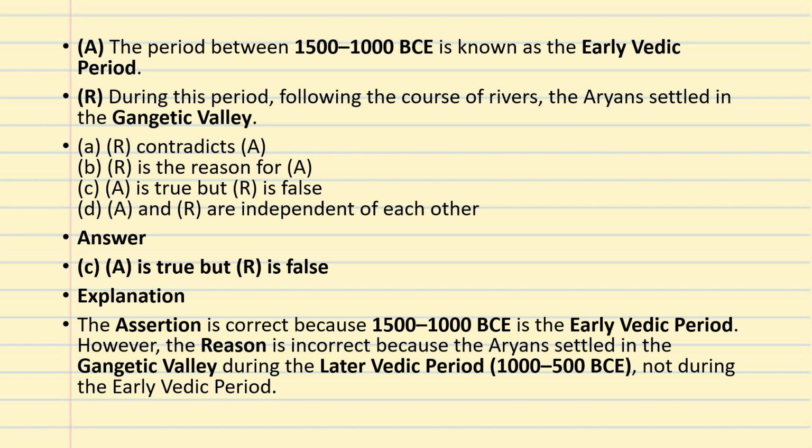We first will start with an assertion and reason type of question. Assertion: The period between 1500 to 1000 BC is known as the early Vedic period. Reason: During this period, following the course of rivers, the Aryans settled in the Gangetic Valley. The answer is A is true and R is false. The assertion is correct because 1500 to 1000 BC is the early Vedic period. However, the reason is incorrect because the Aryans settled in Gangetic Valley during the later Vedic period, that is 1000 to 500 or 600 BC, not during the early Vedic period.